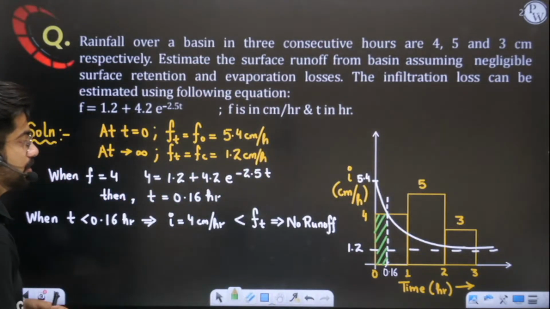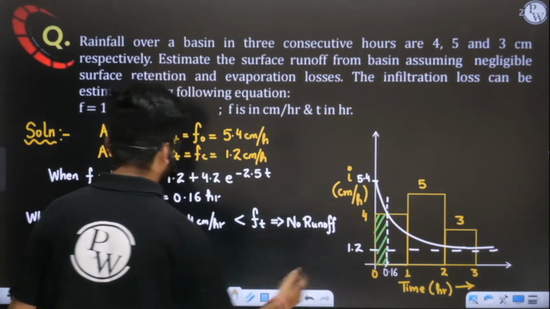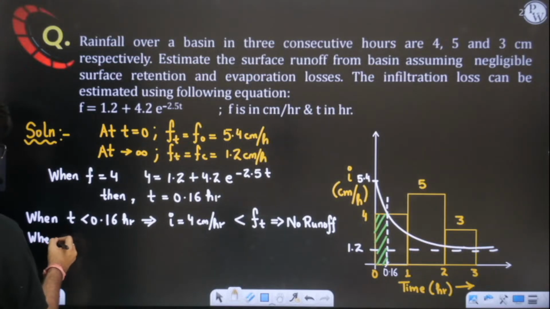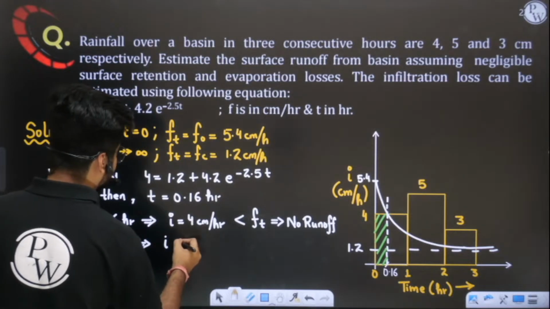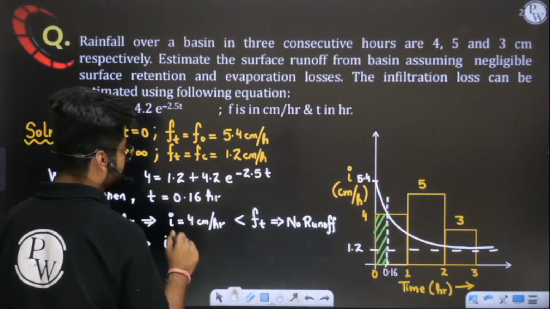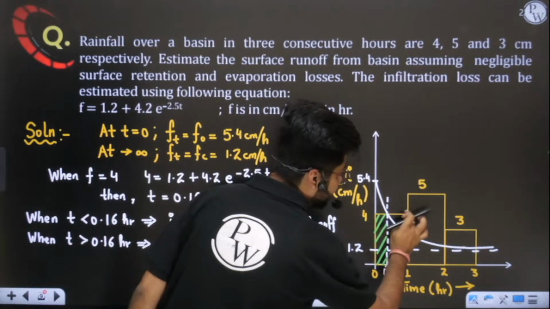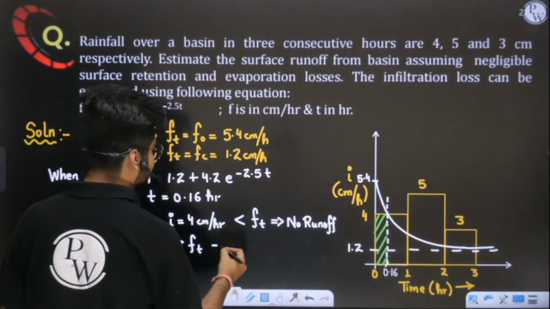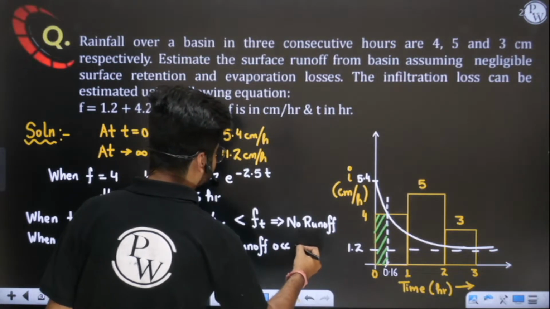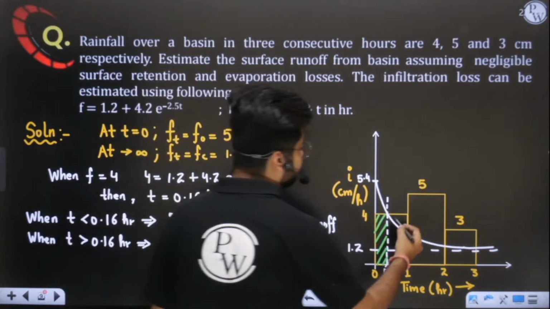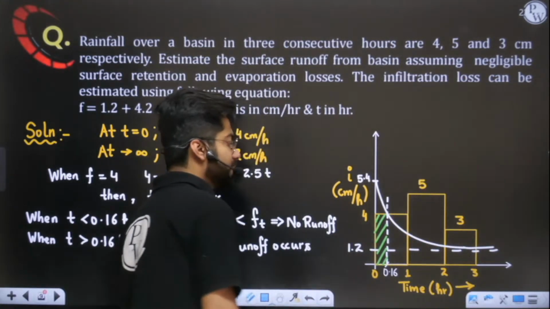But after this you will see, when my time period is beyond 0.16 hour, I will see that intensity of rainfall is always more than this infiltration curve. Infiltration curve is lower, intensity of rainfall is more. So obviously in this case, runoff will occur. Runoff and infiltration both will occur. This area will be giving you runoff and the lower area will be giving you infiltration. So I hope this thing is clear.